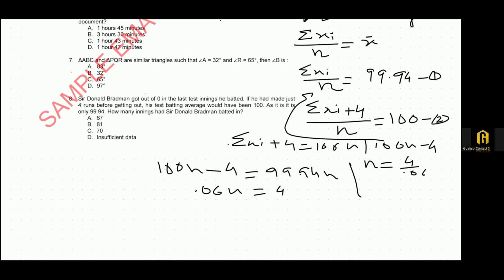So what does 400 upon 6 come to? It will come to 66.666 something. That is almost equal to 67. So 67 is our answer.